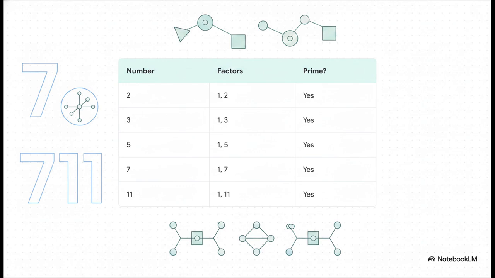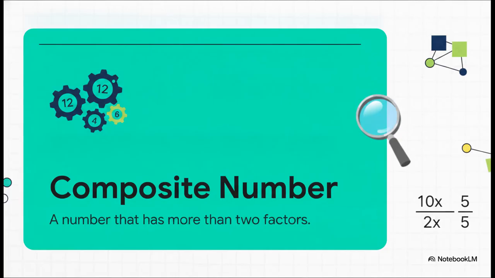No more, no less. Take the number 7, for example. The only whole numbers you can multiply together to get 7 are 1 and 7. Same goes for 11. They just can't be broken down any further. Conversely, composite numbers are the more complex structures. They're basically made up of multiple components, possessing at least 3 or more factors.